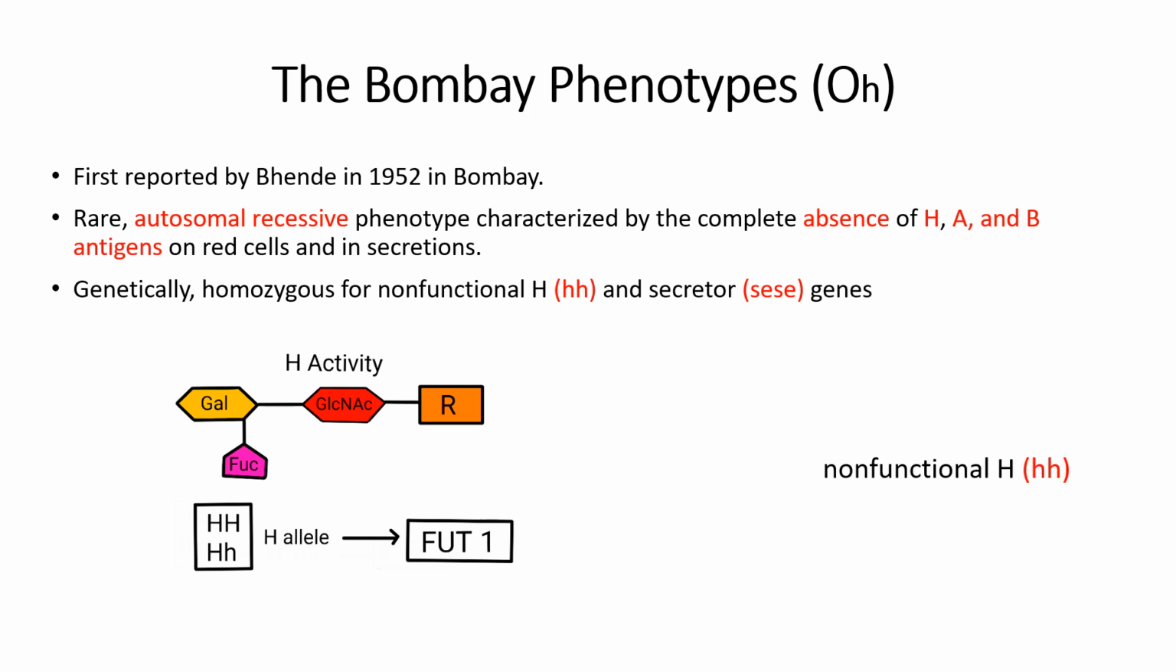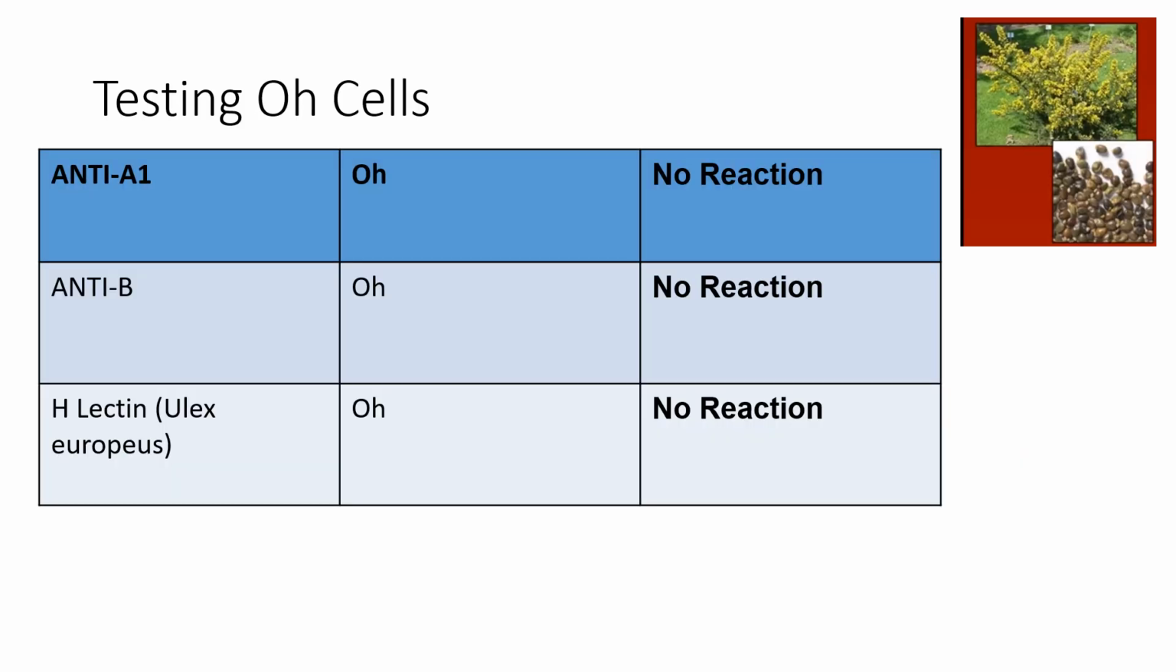Now suppose you have a non-functional H, that is small h, or Bombay group O small h. Then this fucose is not added. Once this fucose is not added, obviously the A transferase and the B transferase cannot act to form an A or B group. And these individuals, since they do not have H antigen, form an anti-H. So they have anti-A, anti-B and anti-H. That is the phenotype we determined.